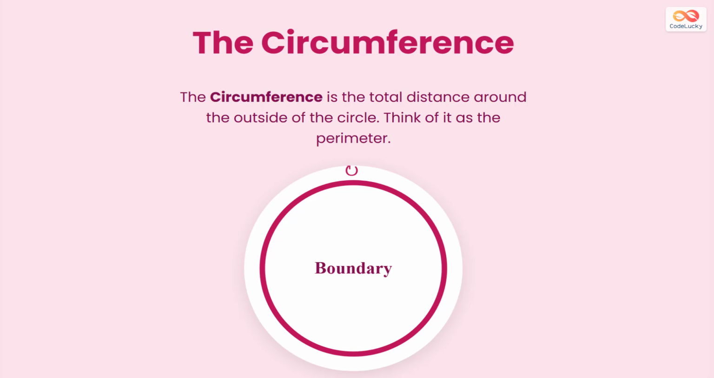Finally, looking at the outside boundary of the circle, we have the circumference. You can think of this as the perimeter. If you were to walk all the way around the circle and come back to where you started, that distance is the circumference.